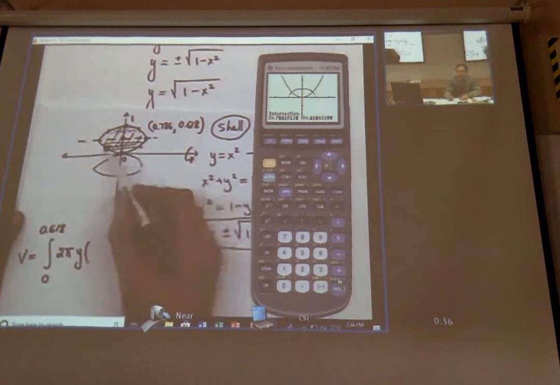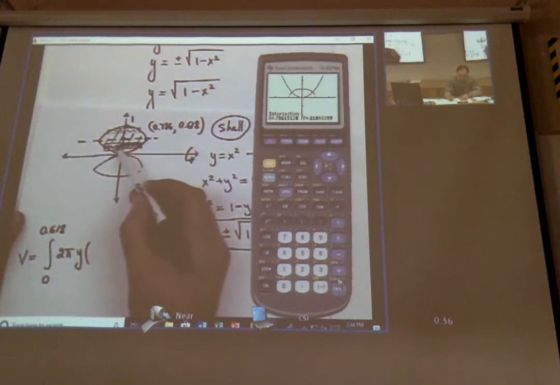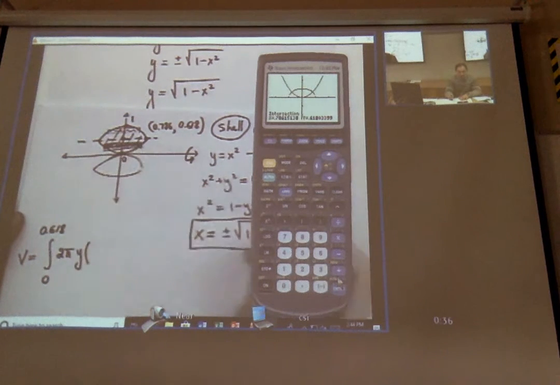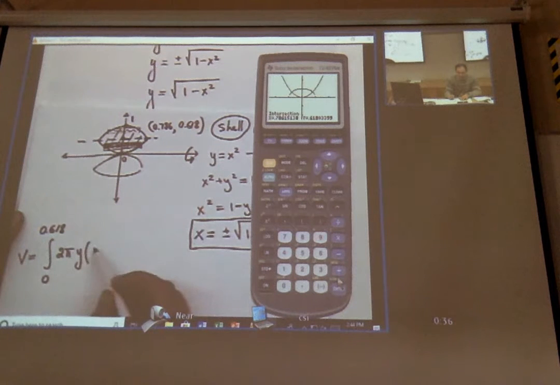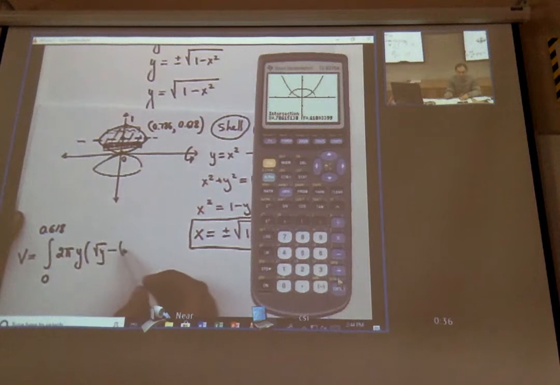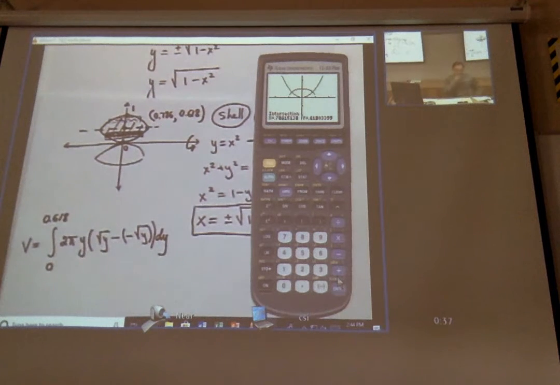What will be the height of this rectangle? And we go from left to right. So what do we have? We have square root of y minus what? Negative square root of y. So this is the integral just for the bottom piece. Okay?